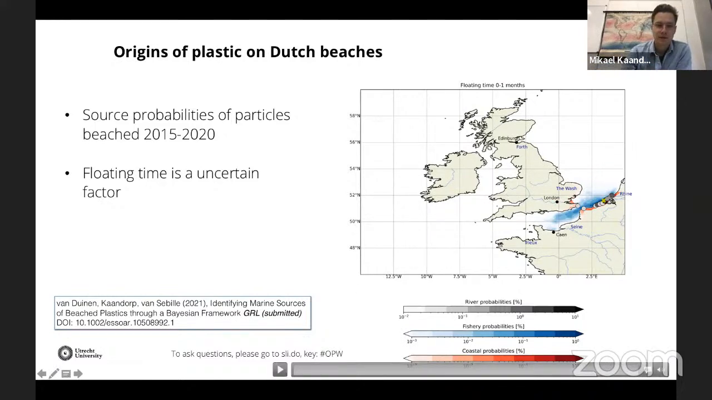And then if we play this animation, we can see what happens if particles float for a larger amount of time. So we see as the floating time increases, particle origins move more to the west, so more from the English Channel and even further away. And what's also really surprising is that when we increase this floating time even more, we also see that some of the particles are originating from, for example, Scotland, so near Edinburgh.